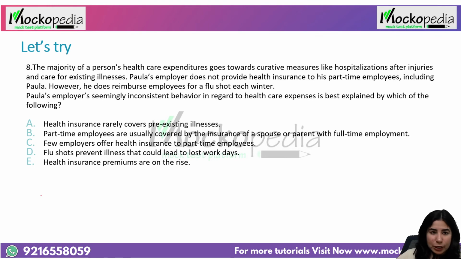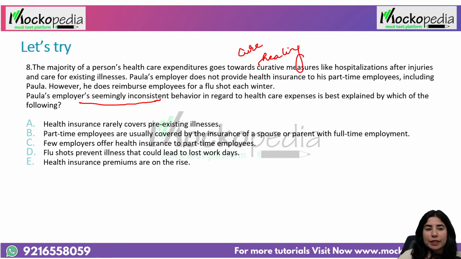So let's begin with the discussion. Let's read the question first. Paula's employer's seemingly inconsistent behavior in regard to healthcare expenses is best explained by which of the following? So let's see, we'll get a better idea of what the behavior of Paula's employer is. Let's read the argument. The majority of a person's healthcare expenditure goes towards curative measures. Curative means where you're trying to heal, right? Healing is what comes from the word cure, like hospitalization after injuries and care for existing illnesses.